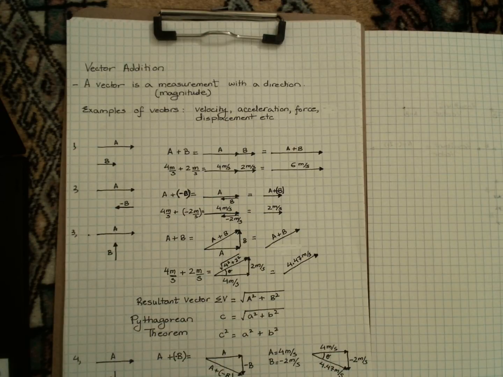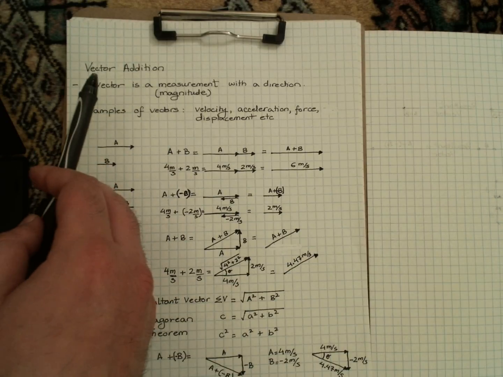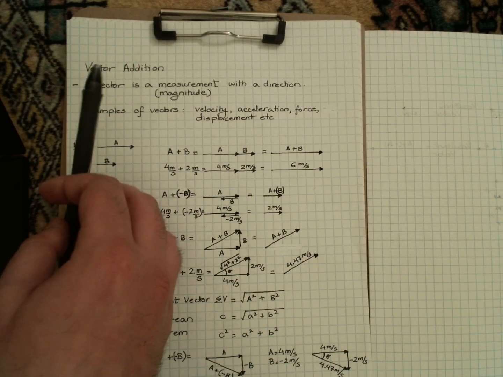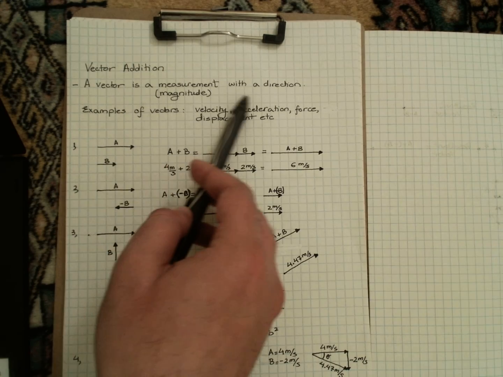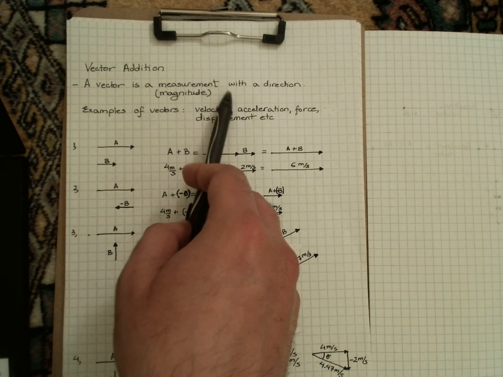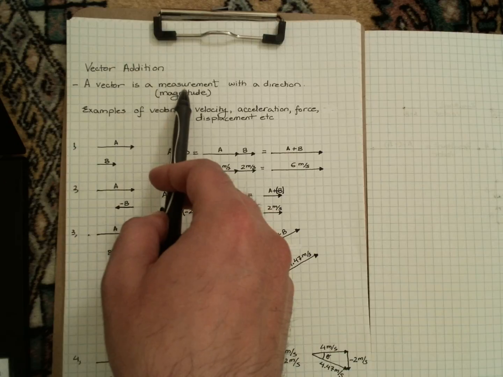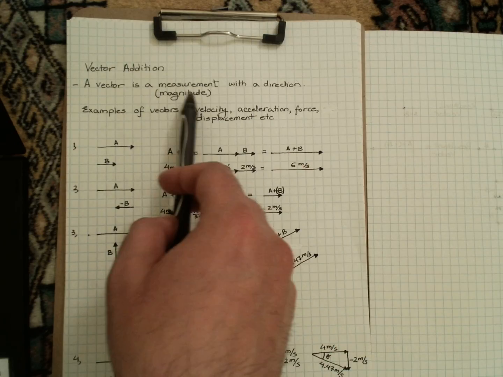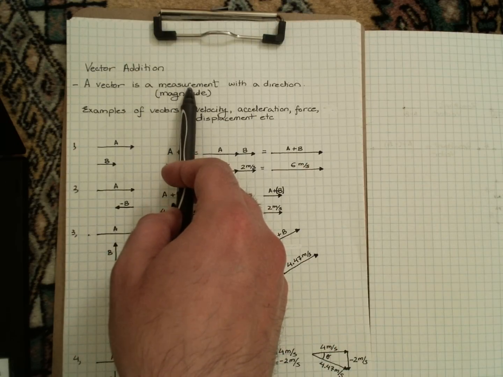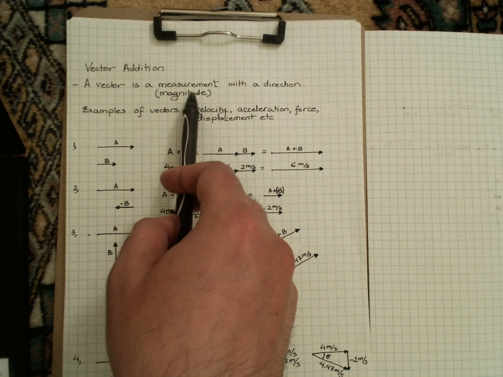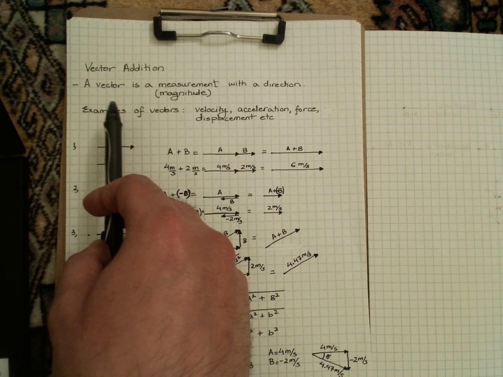About 4 to 5 weeks ago, we first introduced vectors to you, and we discussed the difference between vectors and scalars. When we were talking about vectors, we came up with this definition: a vector is a measurement with a direction, so a magnitude with a direction. The word magnitude is synonymous with the word measurement. Just remember that. Whenever I hear the word magnitude, I think of the word measurement.